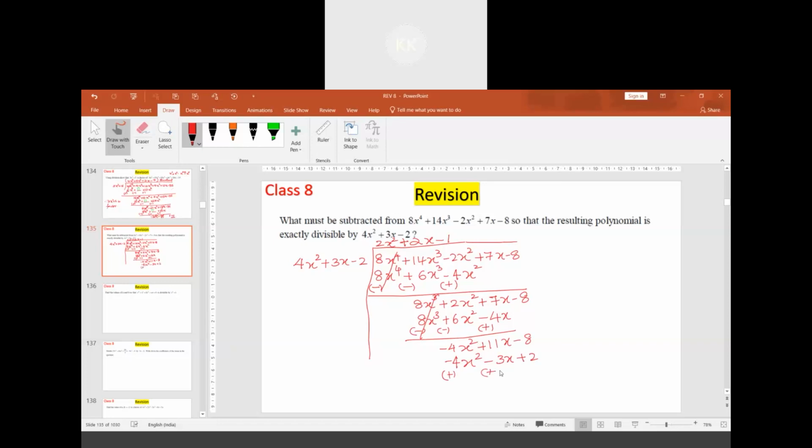Change the sign. This gets cancelled. Here we have 14x minus 10. Now we have this remainder. Therefore, 14x minus 10 is to be subtracted from 8x to the power 4 plus 14x cube minus 2x square plus 7x minus 8.